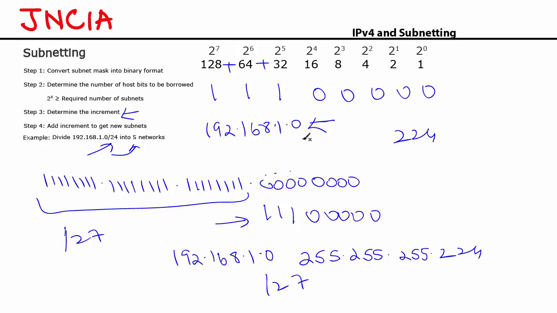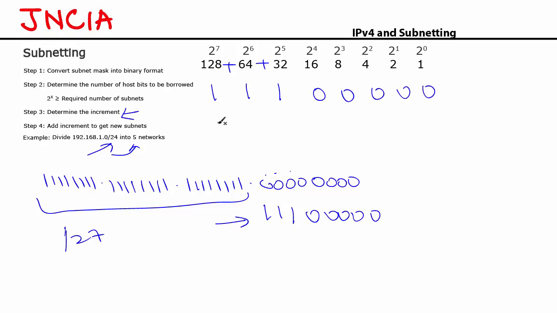How do you find the increment? The increment value is the power of 2 corresponding to the least significant bit. Now what do you mean by least significant bit? It means the rightmost bit. So you need to find the power of 2 corresponding to the rightmost network bit. The rightmost network bit is this one. And the power of 2 corresponding to the rightmost network bit is 32. That is going to be your increment. So now we know the increment, which is 32.